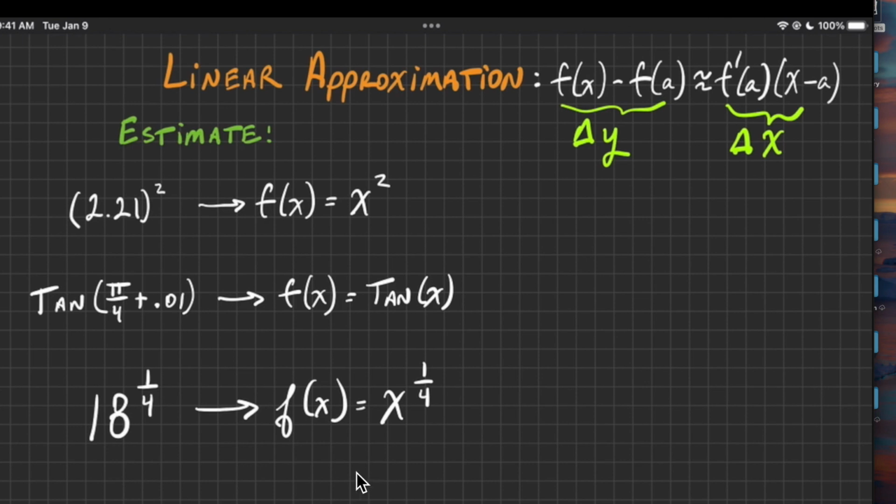In this video, we're going to talk about linear approximation. And by the end of the video, I feel that you're going to easily be able to estimate some of the problems shown here.